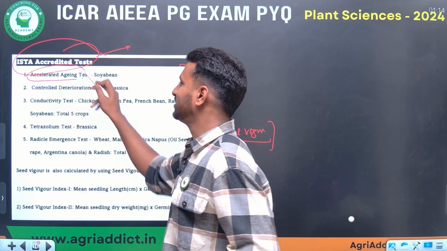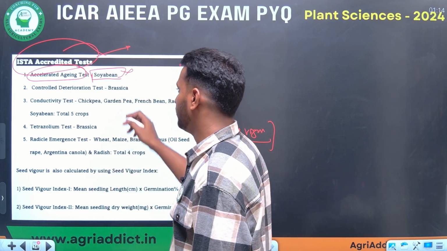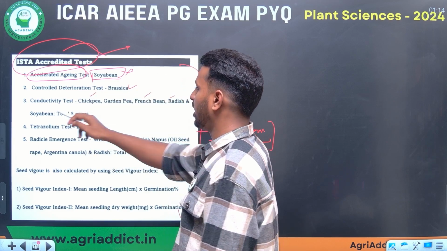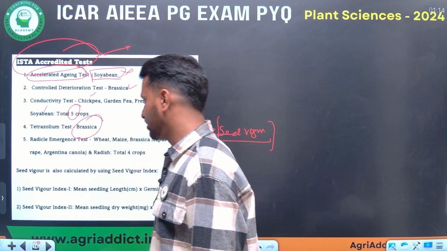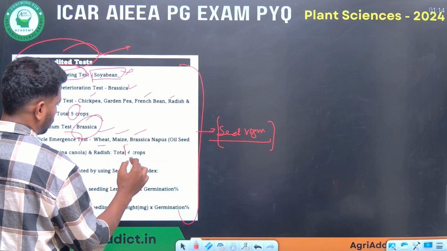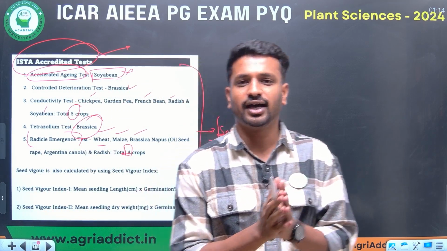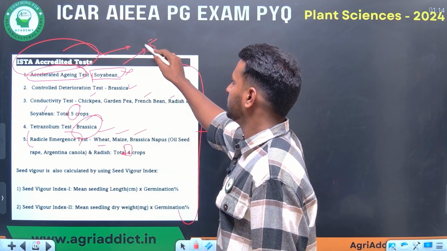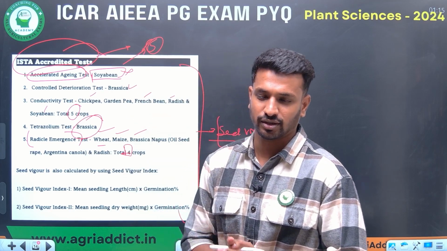For example, the accelerated aging test is most useful for testing seed vigor in soybean, the controlled deterioration test for brassica, and the conductivity test for chickpea, garden pea, French bean, radish and soybean, a total of 5 crops. And next, the tetrazolium test for brassica, and the radicle emergence test for wheat, maize, brassica and radish, a total of 4 crops. This is what you have to remember: how many ISTA accredited seed vigor tests there are. There are a total of 5 ISTA accredited tests, and in each test, how many crops it has been used for, that you have to remember.